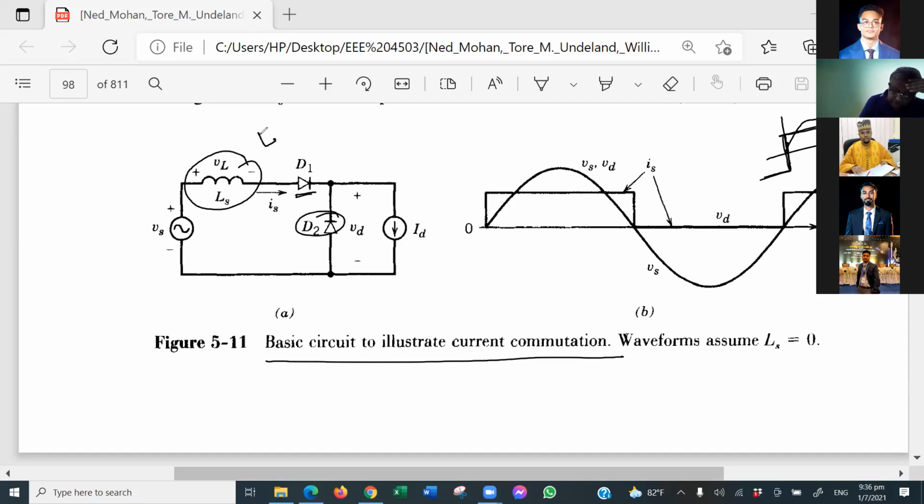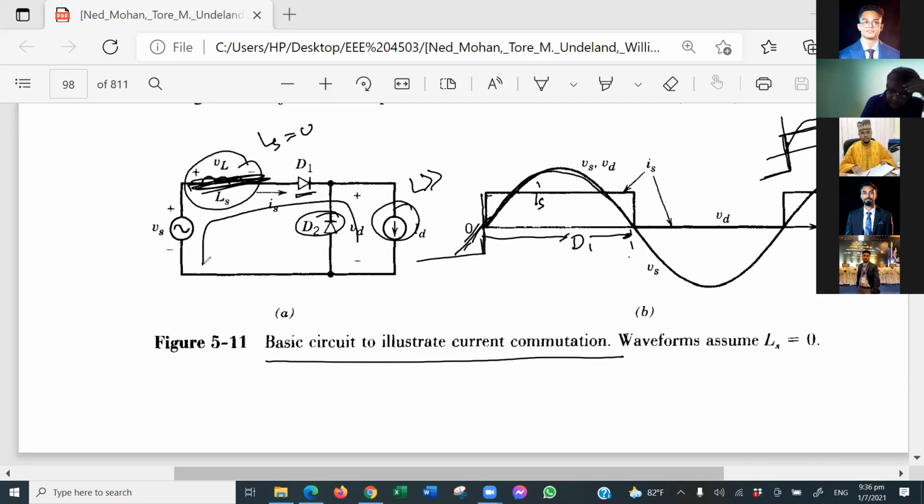First we will consider LS equal to 0, no LS. When the voltage is positive, and of course the load is highly inductive, the current will go like this, from here. This is the input voltage, this is your IS, and D1 will be conducting here because the current will go this way, for the positive half cycle. You understand it or not?